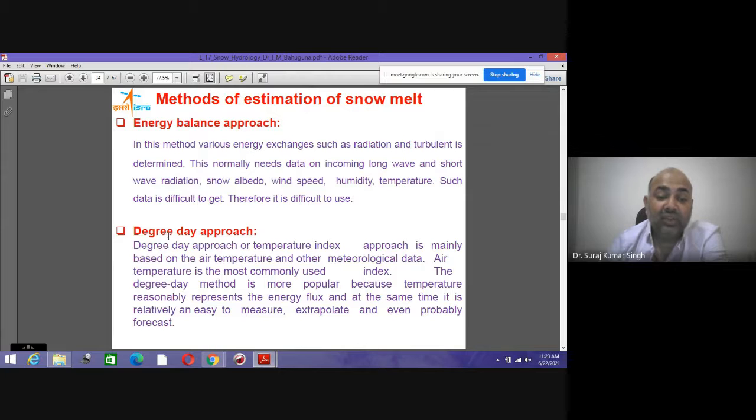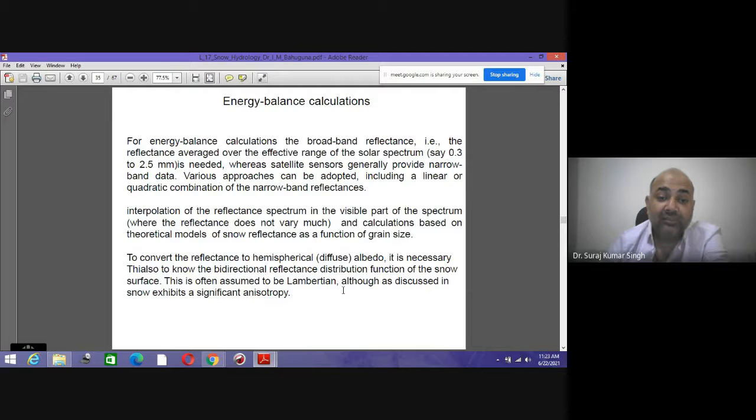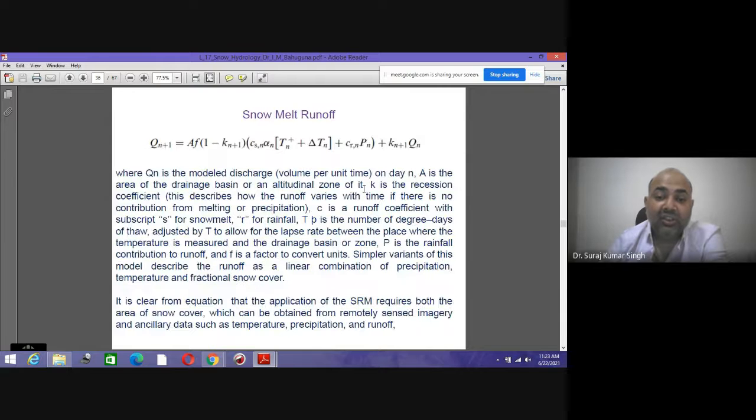Then we can use the degree day approach, or temperature index approach, which is mainly based on air temperature and other meteorological data. Air temperature is the most commonly used index. The degree day method is more popular because temperature reasonably represents the energy flux, and at the same time it is relatively easy to measure, extrapolate, and even probably forecast. So we can do the various kinds of energy balance calculations using the snow melt runoff.